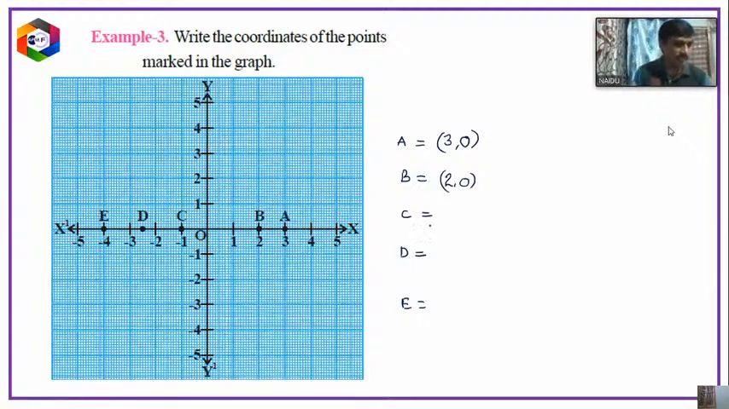Yes, children, C. I want the answers for C. 1 and 2, A and B, are completed. Now I need the answers. C is on the negative direction of the x-axis.